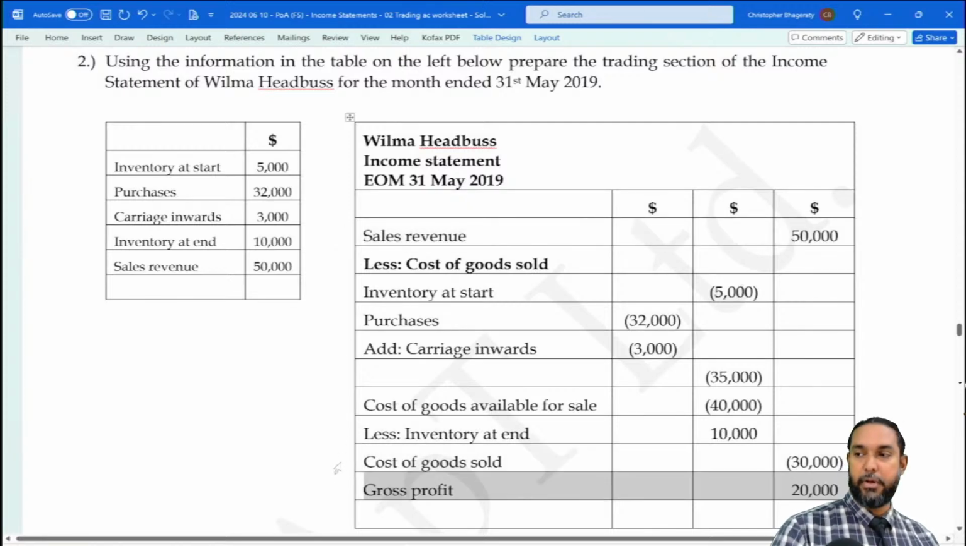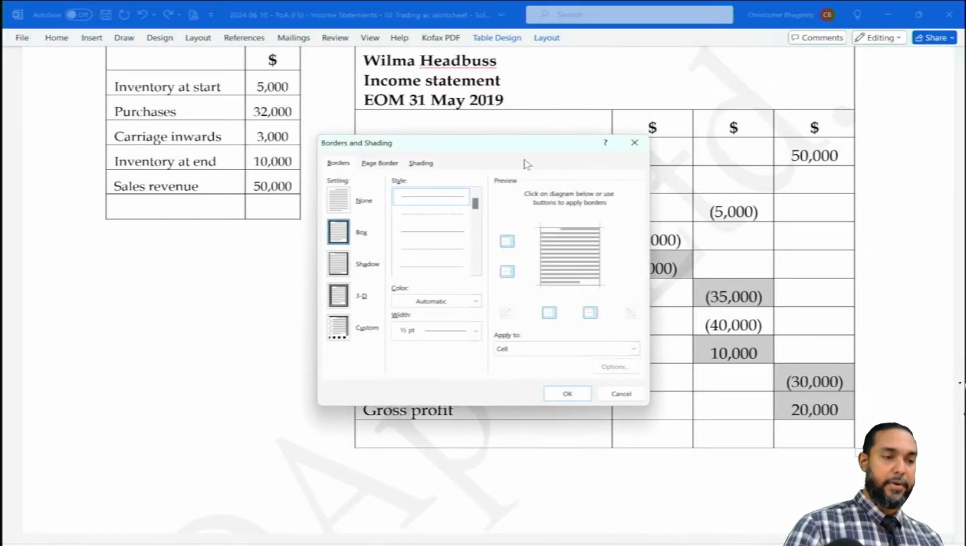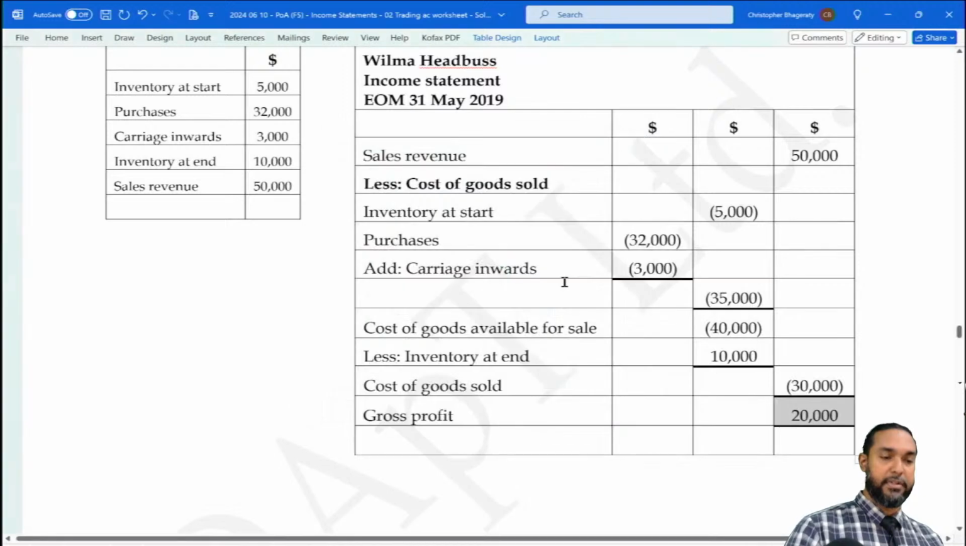So your gross profit is 20,000. Let me just put in some lines here to help separate the totals and subtotals to show where some workings took place now.